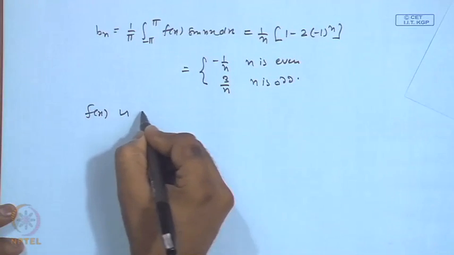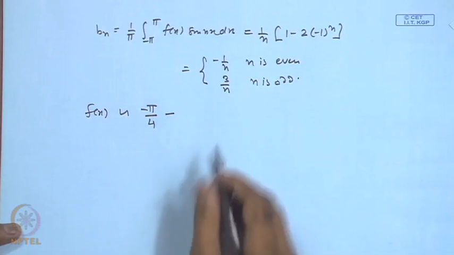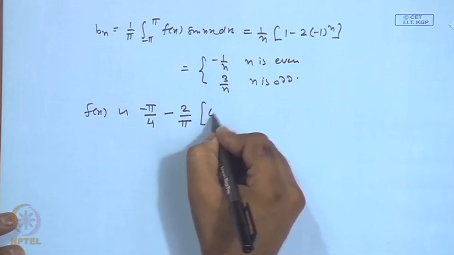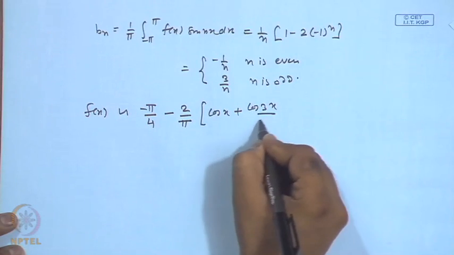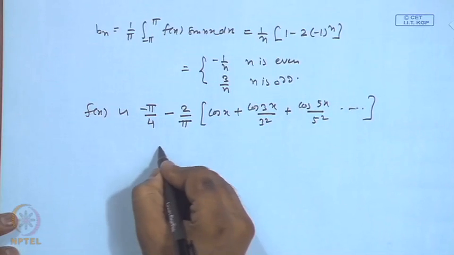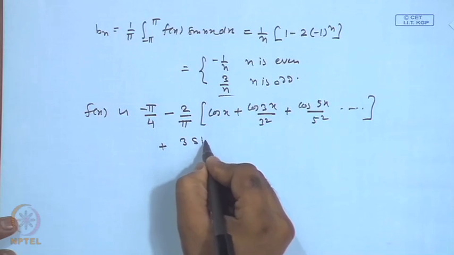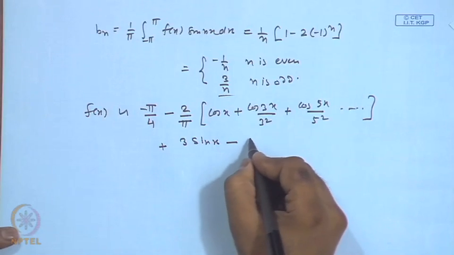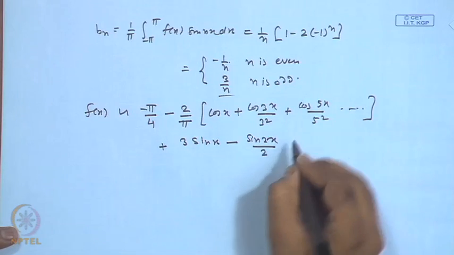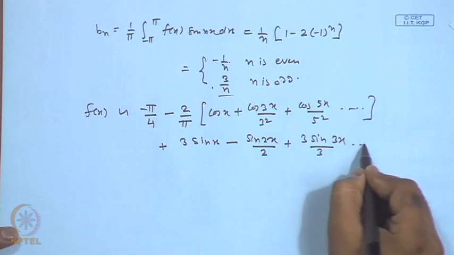So, our Fourier series representation for this function: a 0 by 2, where a 0 was minus pi by 2, so we have minus pi by 4, and then the terms with a n and b n. So, we will get finally minus 2 over pi times cos x plus cos 3 x over 3 square plus cos 5 x over 5 square and so on, plus for the sine we will get 3 over, that is b n. So, 3 sin x, and then the next term will be minus sin 2 x over 2, then 3 sin 3 x over 3, and so on.